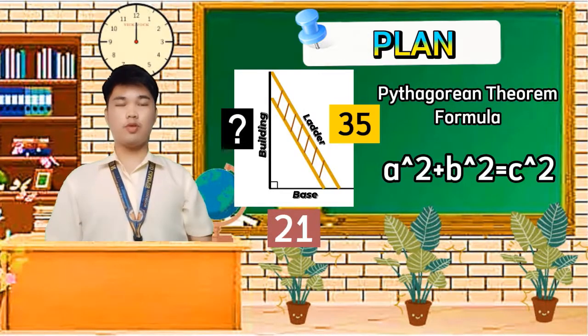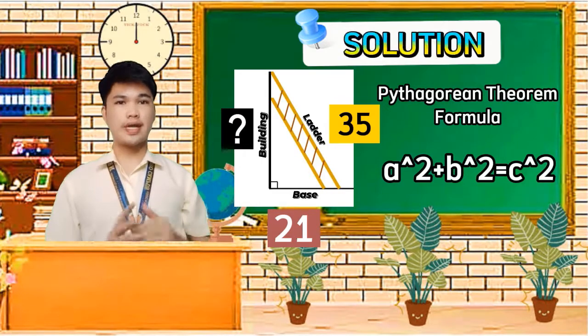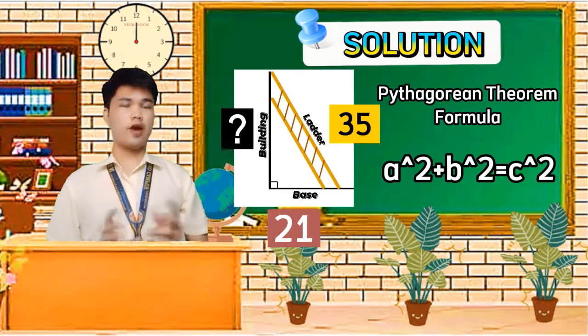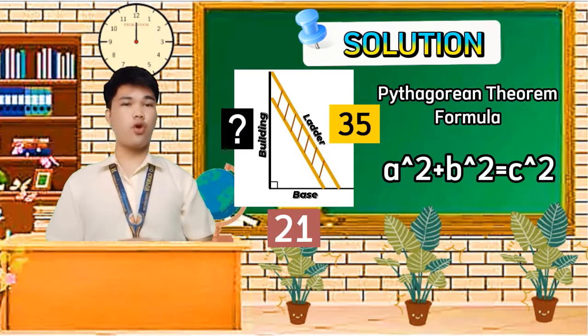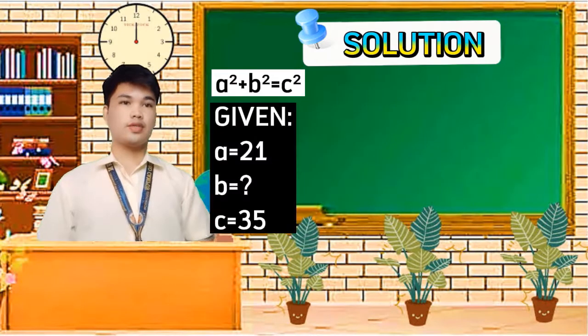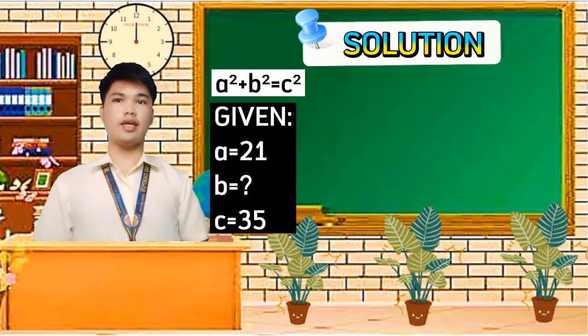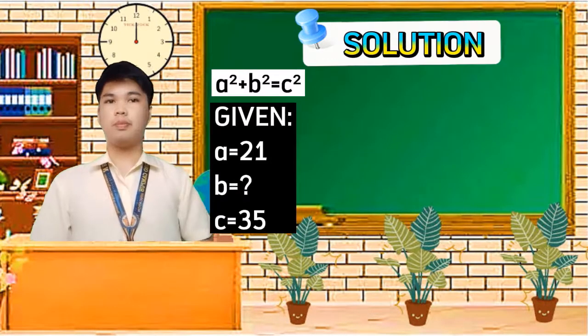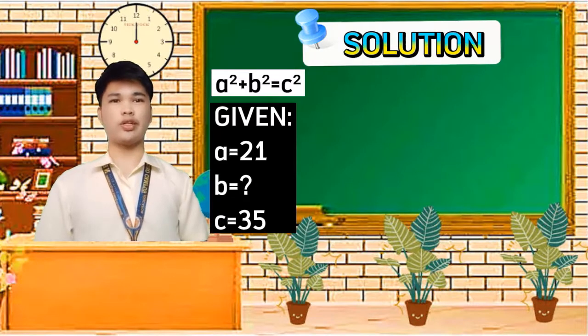Now, let's move on to the final step of this strategy, which is the solution. In this part of the strategy, we need to solve the entire problem. Since we already have all the information and plans needed to solve this problem, let's apply it. The givens here are a is equal to 21, b is missing, and c is equal to 35.